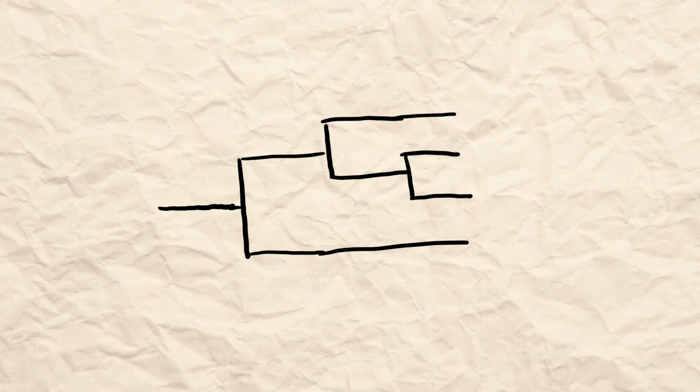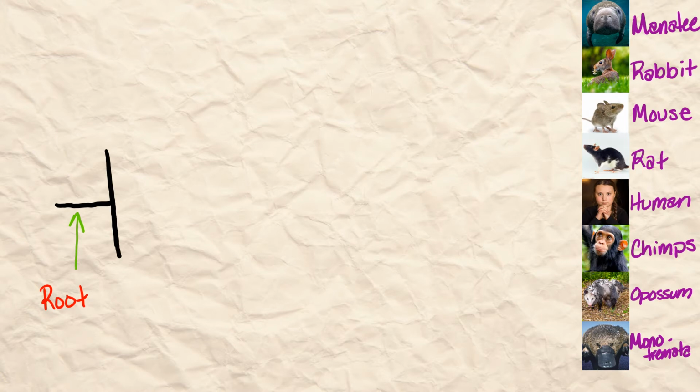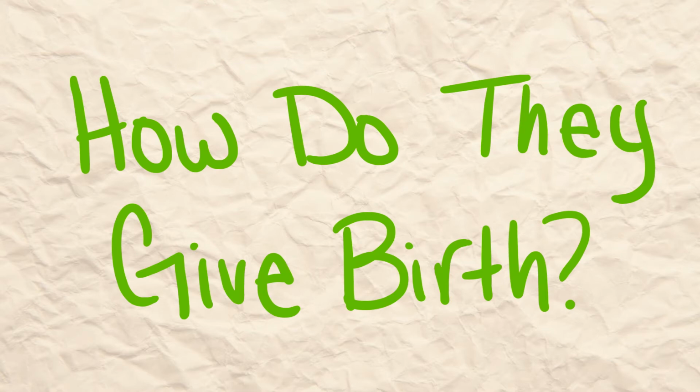Today I will be demonstrating the construction of a phylogenetic tree by using a rooted tree structure with the creation of the subclass Mammalia, serving as its root to classify 8 different mammals. So we will begin by asking the question, how do they give birth?